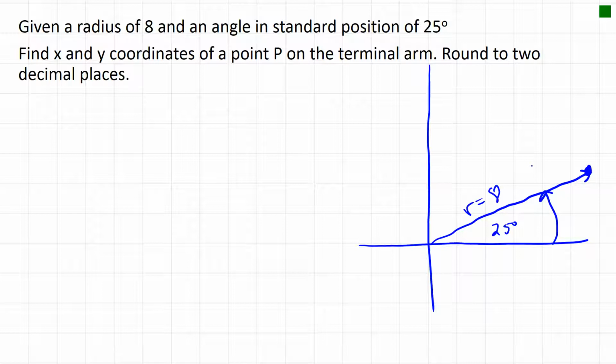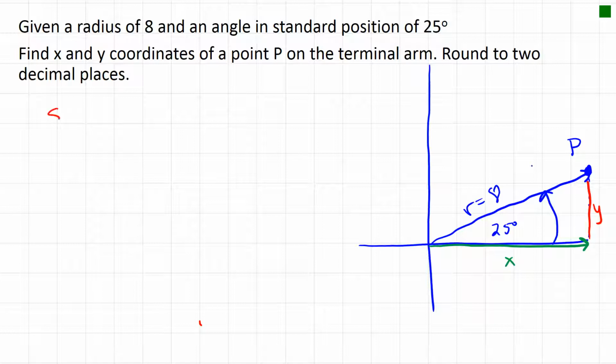And the question is find the coordinates of point P on the terminal arm. So here's point P, and we want to know what the x coordinate and the y coordinate is. So in other words, how far over, which would be the x coordinate, and how far up, which would be the y coordinate. So we're going to use trigonometry to do that.